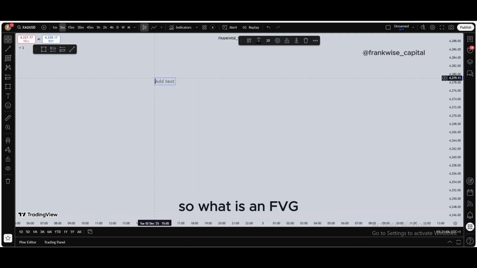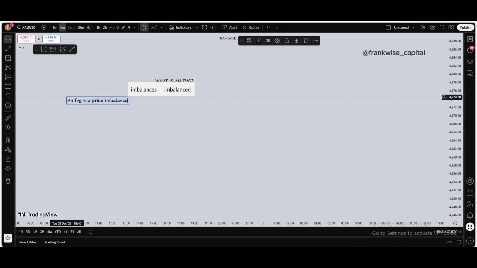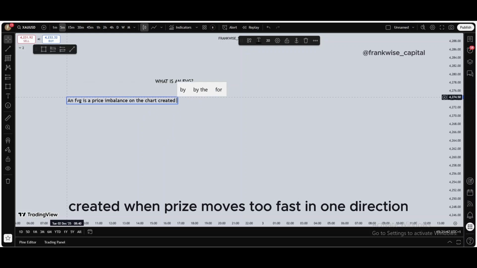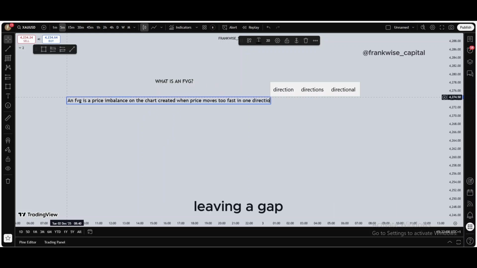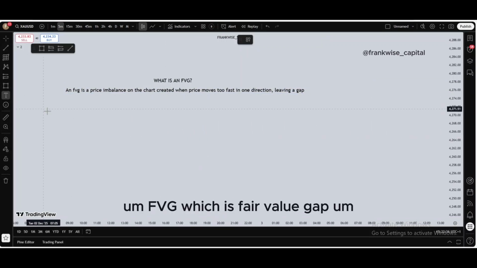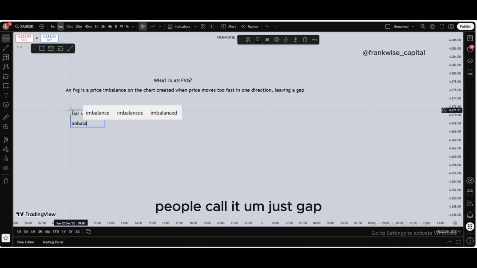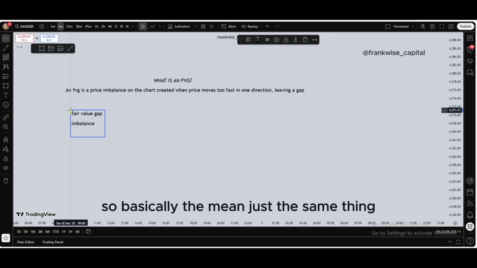So what is an FVG? I will say that an FVG is a price imbalance on the chart created when price moves too fast in one direction, leaving a gap. There are basically so many terminologies people call FVGs. FVG, which is fair value gap, imbalance, people call it just gap. So basically, they mean just the same thing.